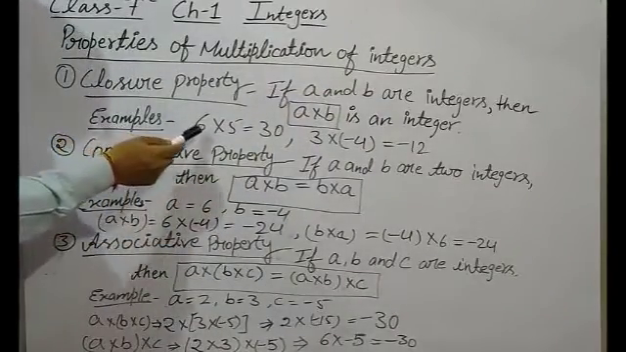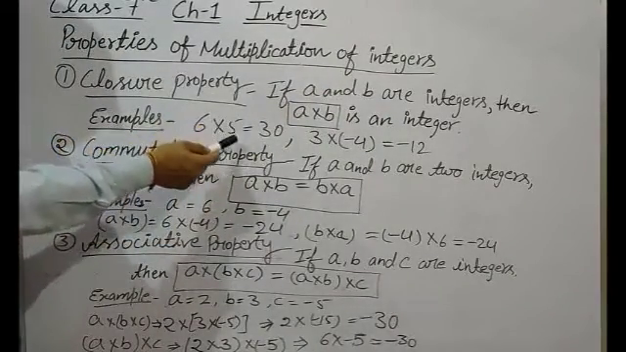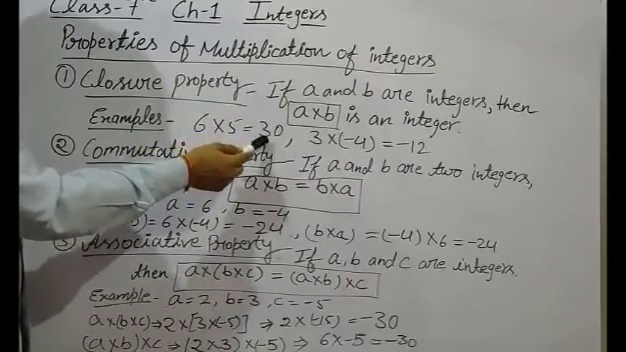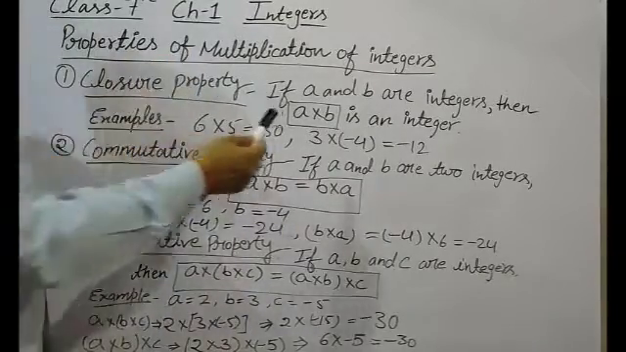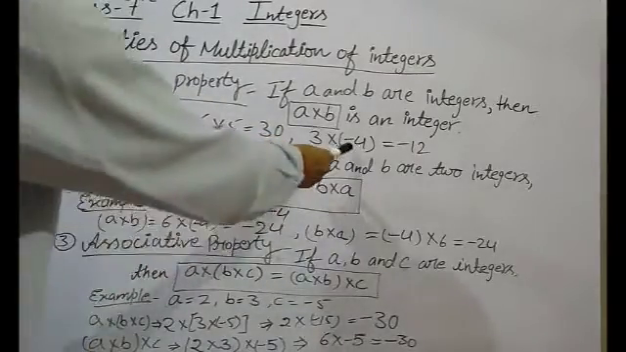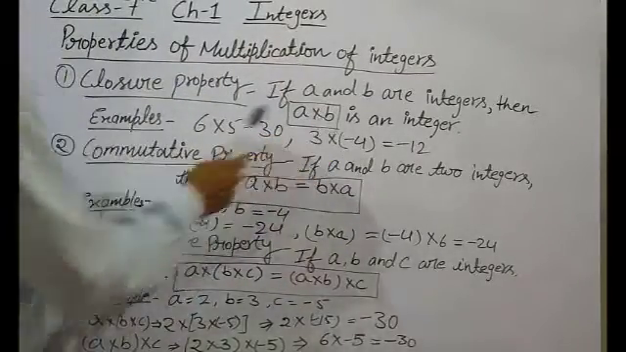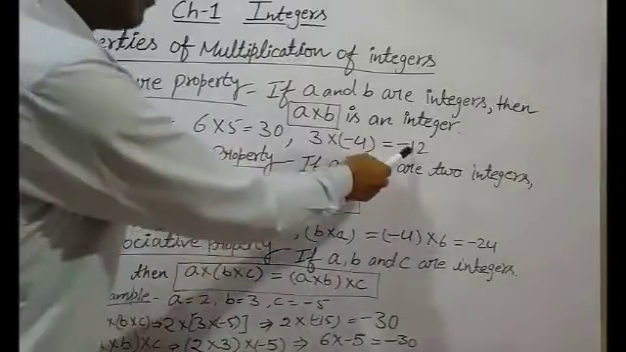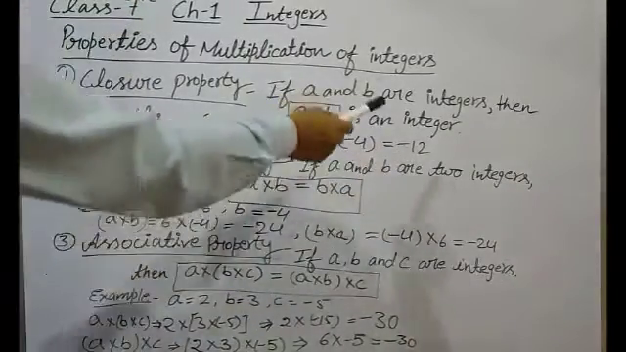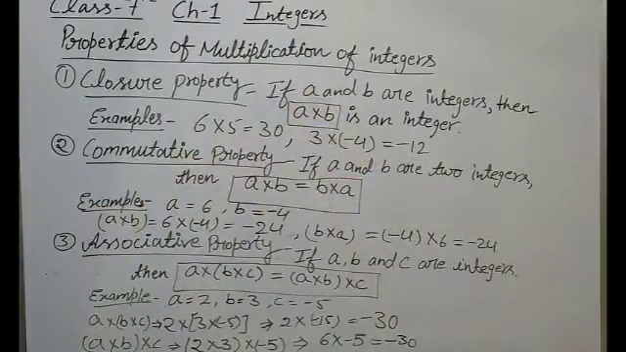We take one example. Suppose a is equal to 6 and b is equal to 5. After multiply we get 30. So 30 is also an integer. Here again a is equal to 3 and b is equal to minus 4. Both are integers. After multiply we get minus 12. Our answer is minus 12, so minus 12 is also an integer.